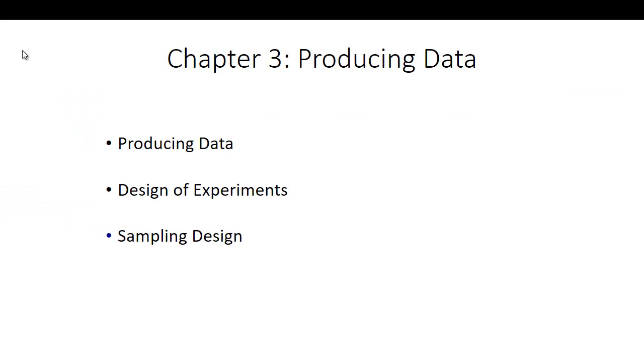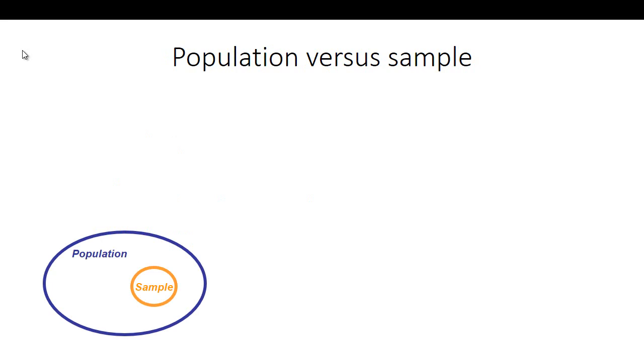Today, we will be going over Chapter 3, and the main topics that we'll be looking at are producing data, sampling design, and designing experiments. Before I begin with these three topics, let me remind you of a few of the terminologies that we have seen before.